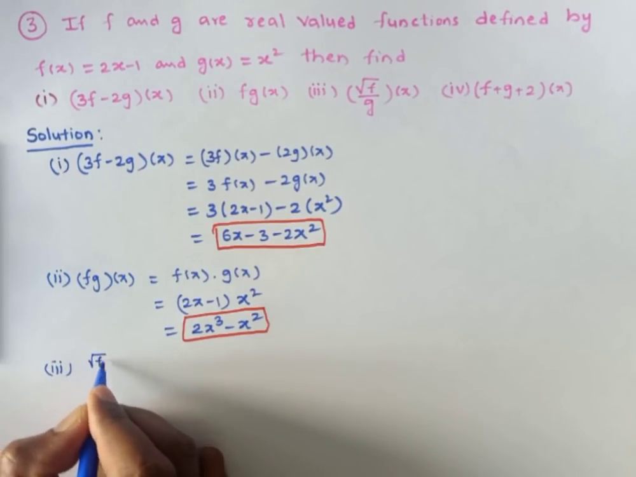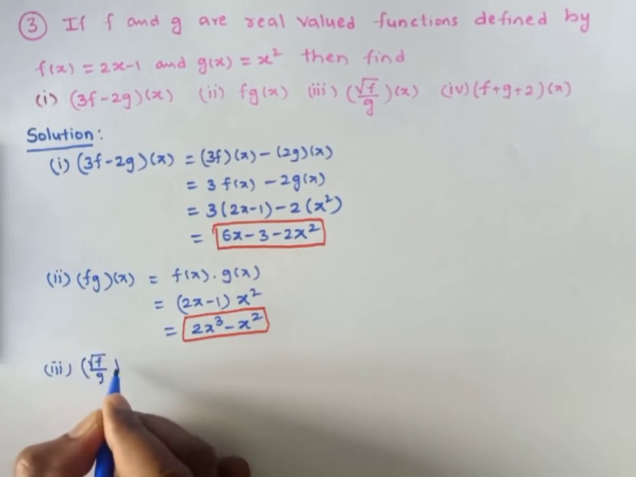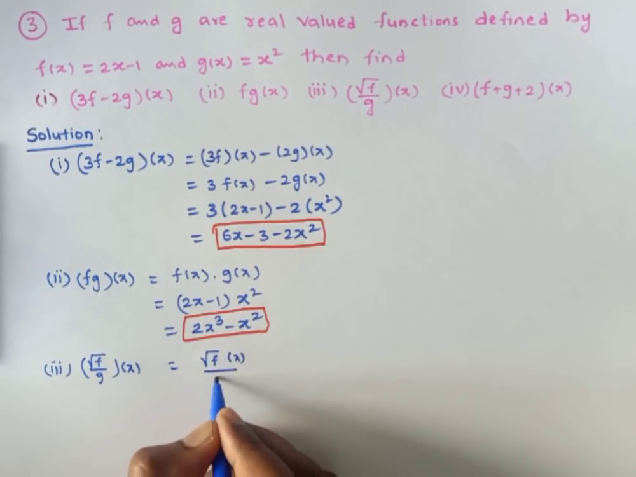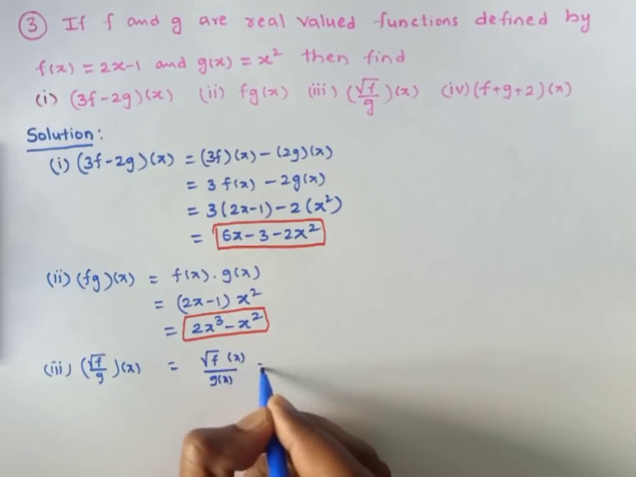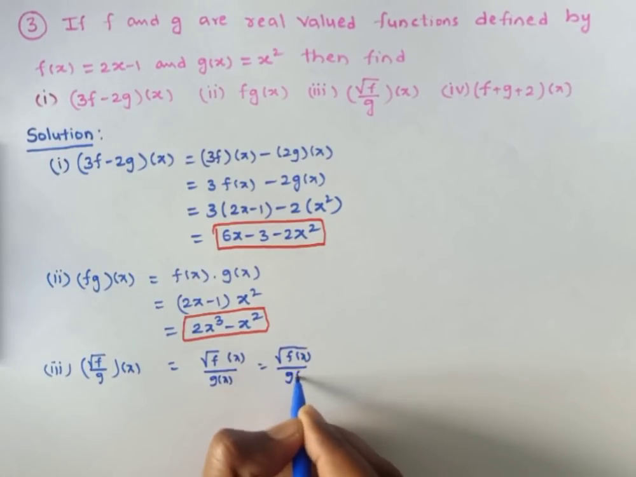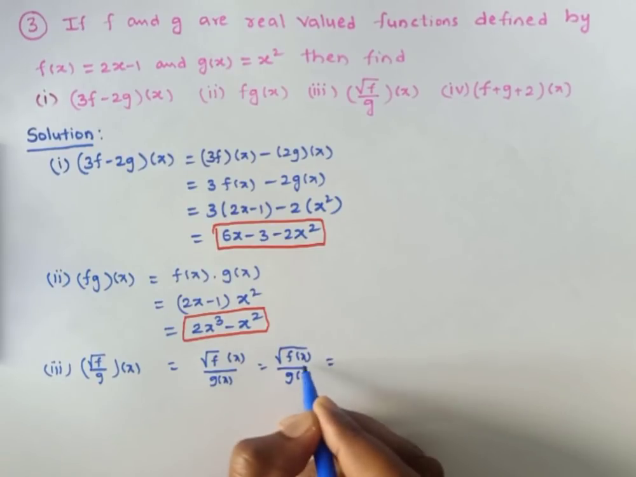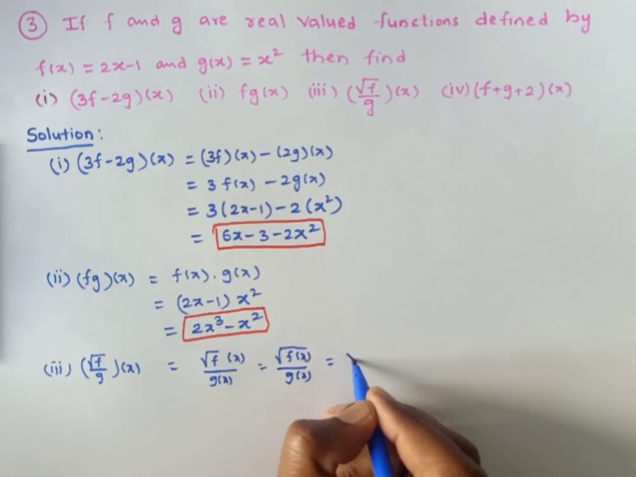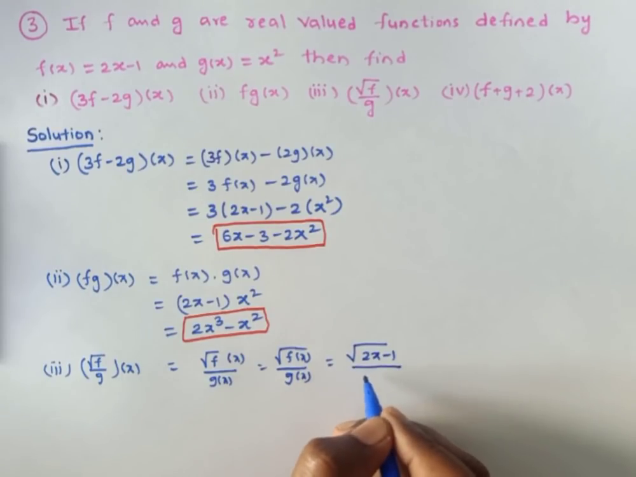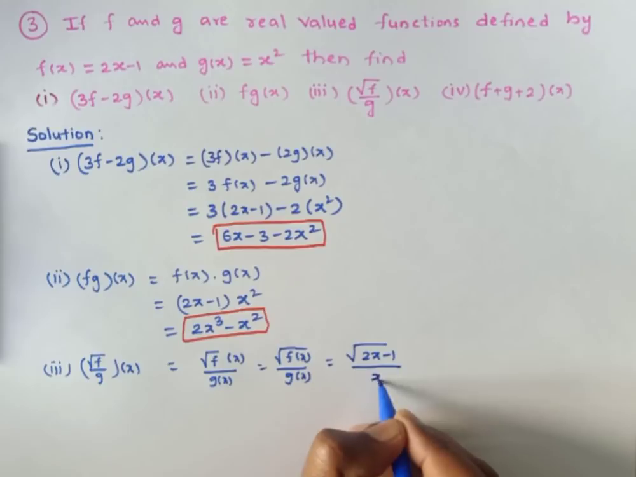So it is root f by g of x, which means root f of x by g of x. So root f of x, what is f? f is 2x minus 1. So it is 2x minus 1 whole divided by g of x, which is nothing but x square.